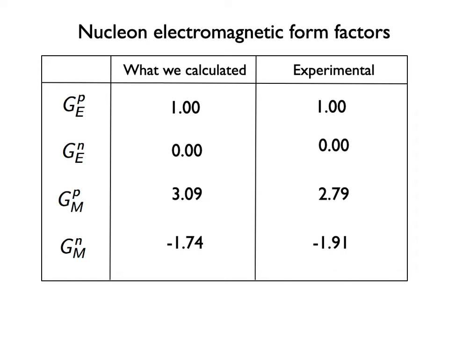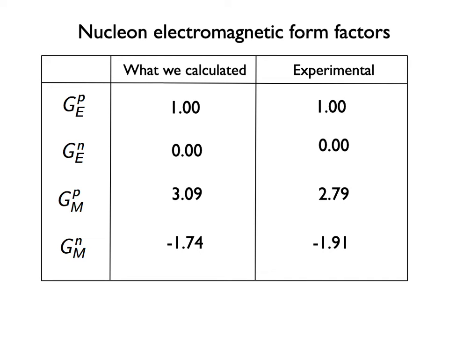The GMs, on the other hand, aren't dictated to by Ward, Takahashi, or anybody else, and so our calculation could conceivably have obtained anything for these. What we got is a little bit off, but not too bad considering that we've treated the nucleons as being point particles.